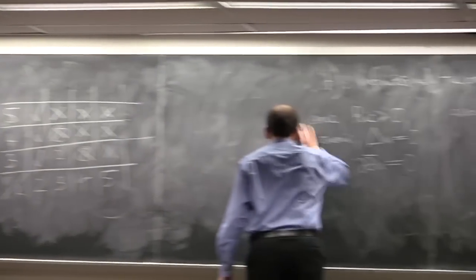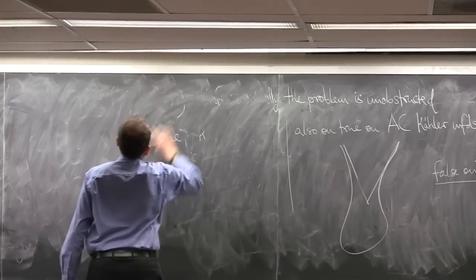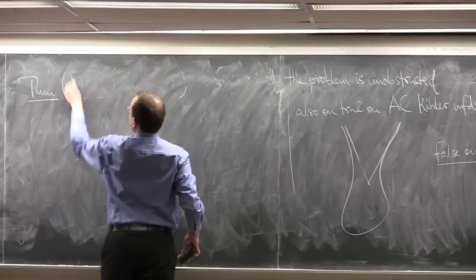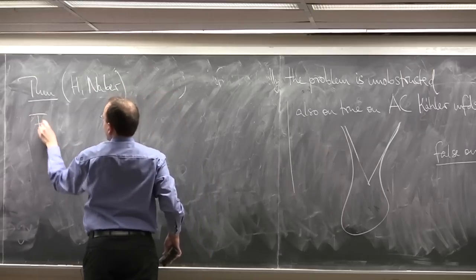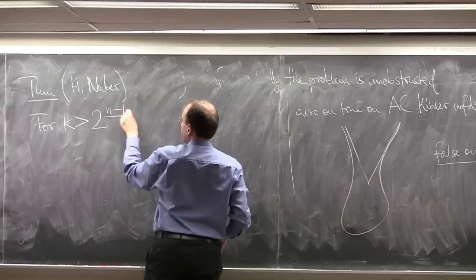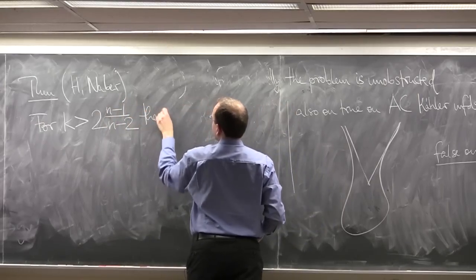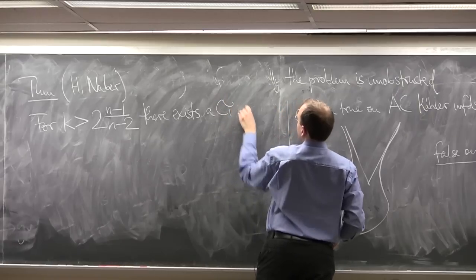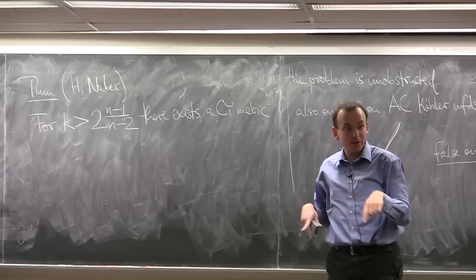So then here's the next theorem that I'm writing up with Aaron Naber. For k strictly greater than 2 times (n minus 1) over (n minus 2), there exists a Calabi-Yau metric, Ricci-flat Kähler, on a neighborhood of the origin on the A_(k-1) singularity.